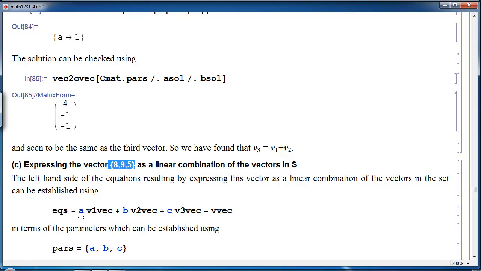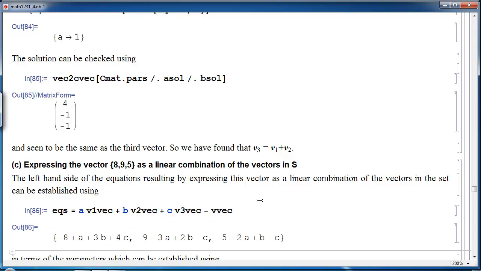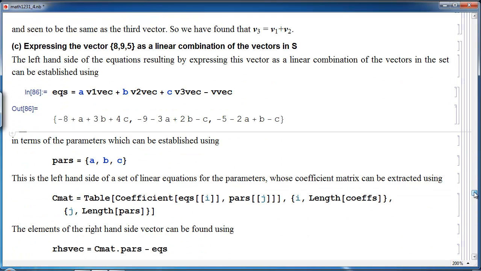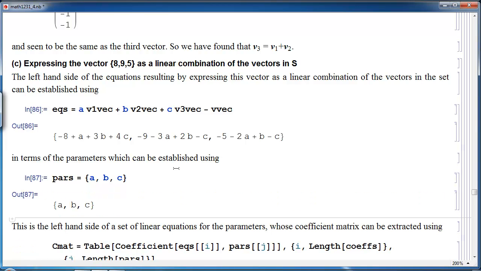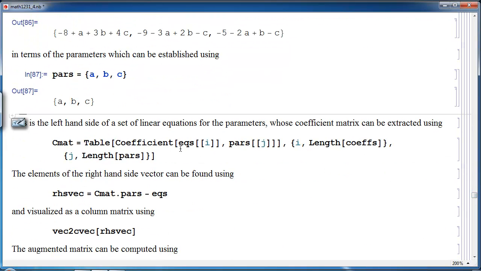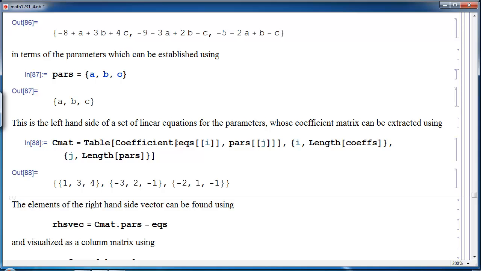So we take a linear combination of those vectors, a times the first one plus b times the second one and c times the third one, and then we subtract off this vector, which we called v, and that should give us a set of equations for the parameters a, b, and c, which we can establish using that. And now we dig out the coefficient matrix, and we can visualize that in matrix form.